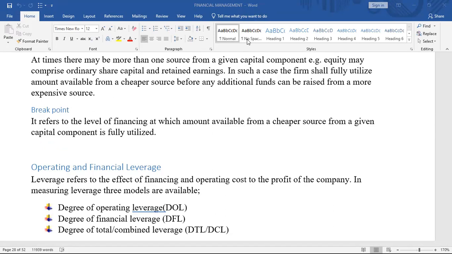Come again on this breakpoint. Repeat again on this breakpoint. The breakpoint. A minute, please. Yes.